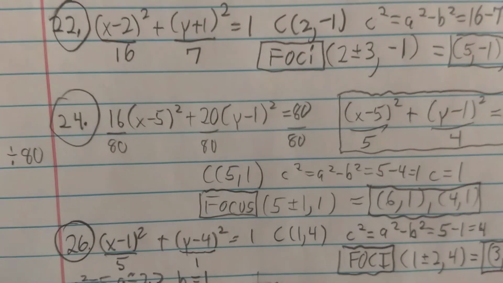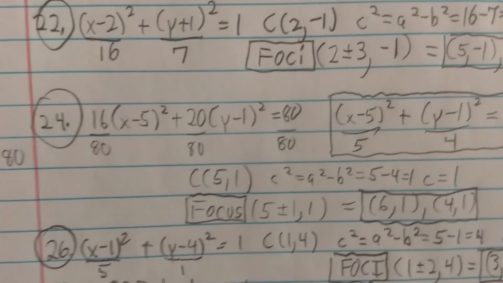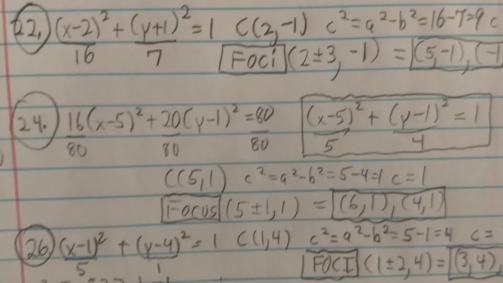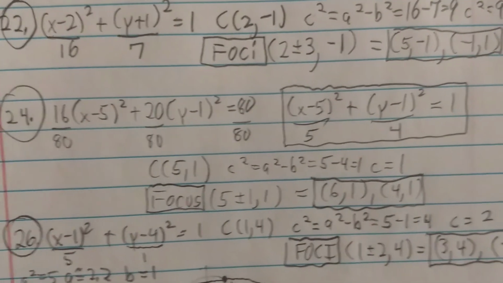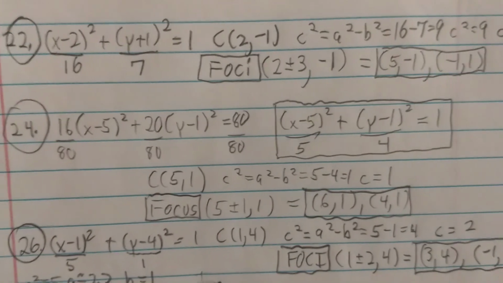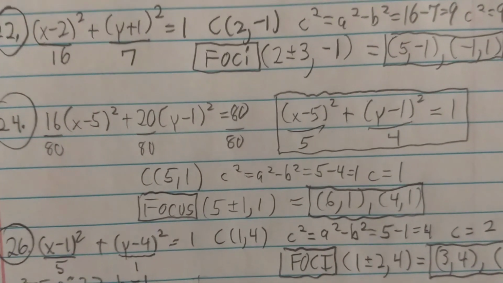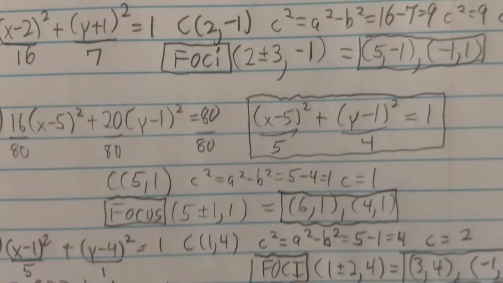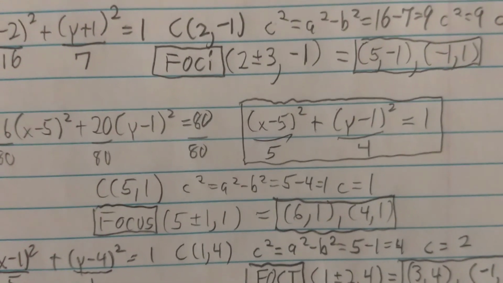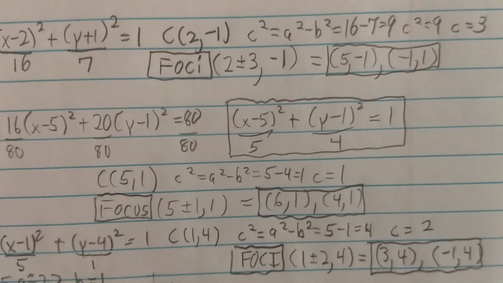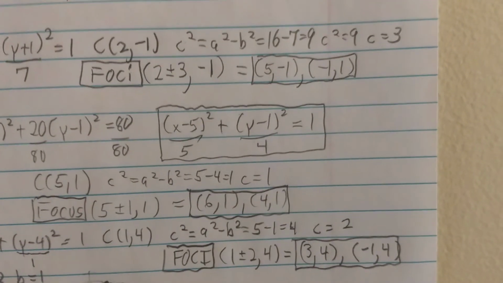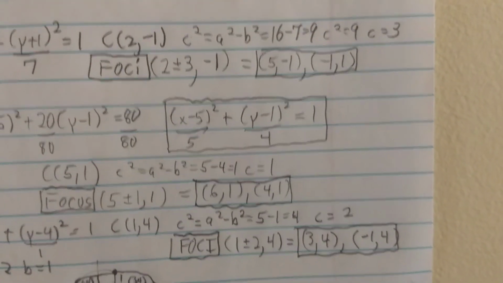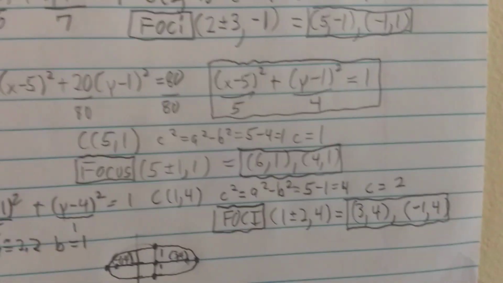Now 22 starts out as x minus 2 squared over 16 plus y plus 1 squared over 7 equals 1. So we can see clearly enough that the center is 2, negative 1, and c squared is equal to a squared minus b squared, or 16 minus 7, or 9, and fortunately c squared equals 9, c equals 3.